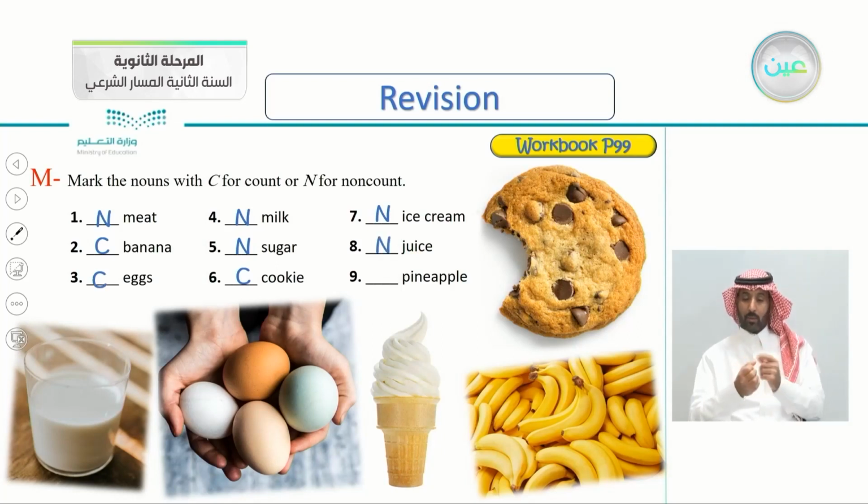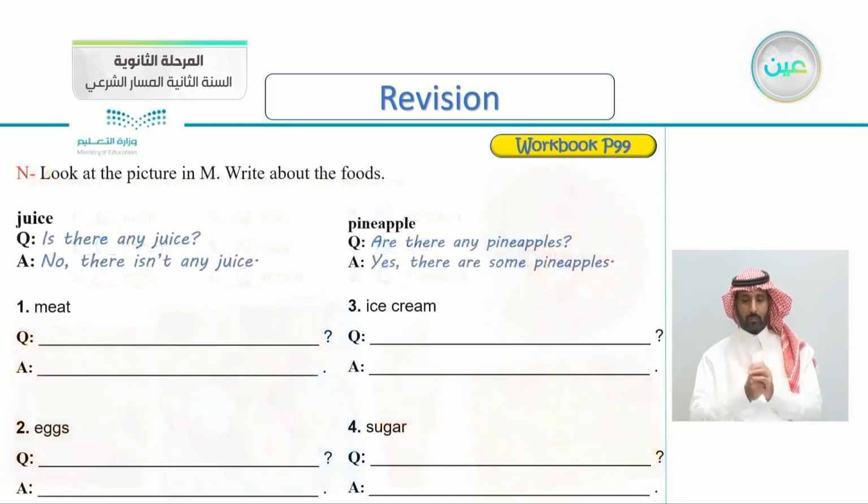What about juice? Juice, of course, you can't count it, just like the milk. All liquids, you can't count them, but you can count the container they're put in, a glass, and so on. What about the final one? Pineapple. So pineapple is, of course, countable. 1 pineapple, 2 pineapples, and so on.